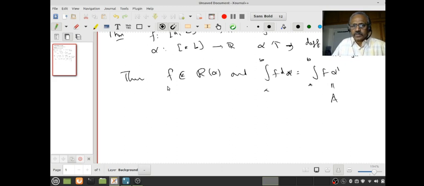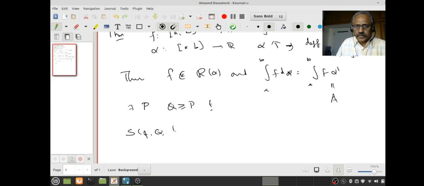So if f is alpha integrable, now you are going to see something very interesting about the proof. Let me say that before. Okay, f is alpha integrable. That means for any epsilon, there is a partition P so that for every partition Q finer than P and for any set of tags, the Riemann sum S(f, Q, T, alpha) minus A should be less than epsilon. Right?